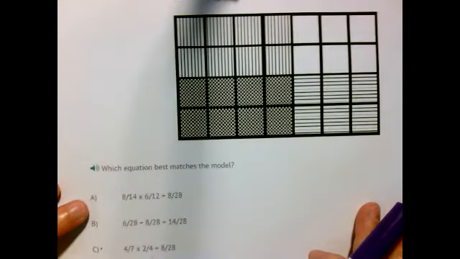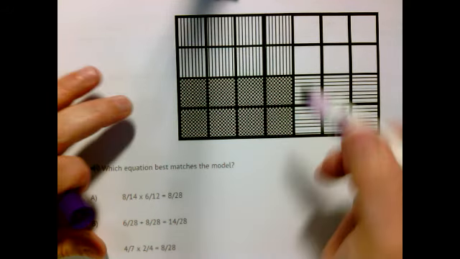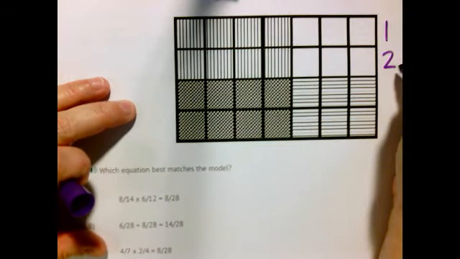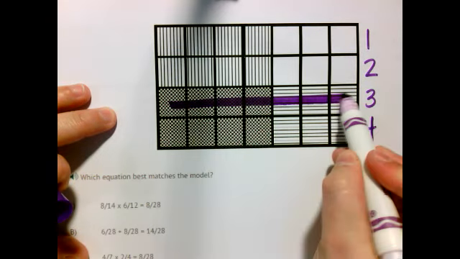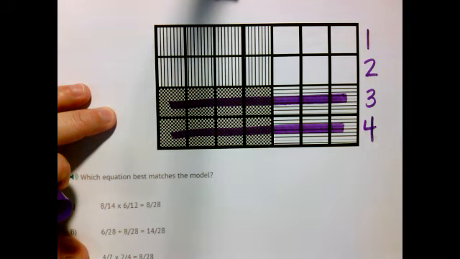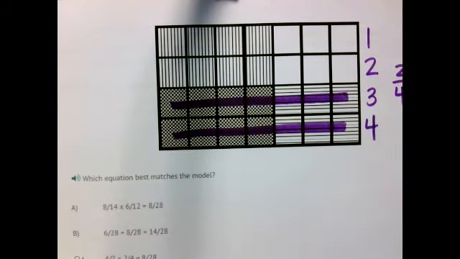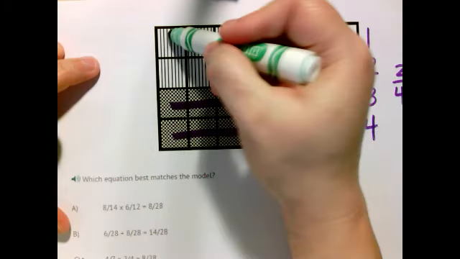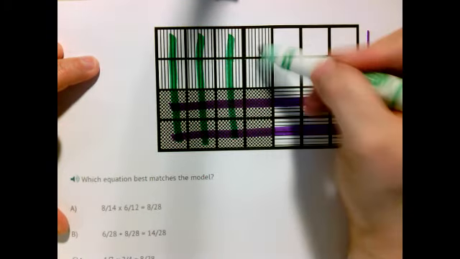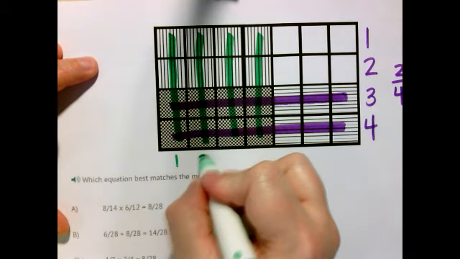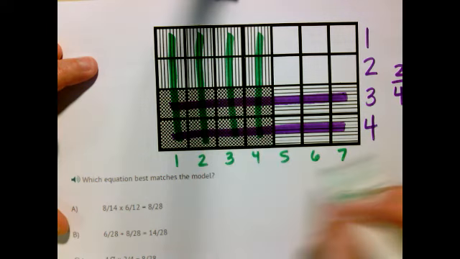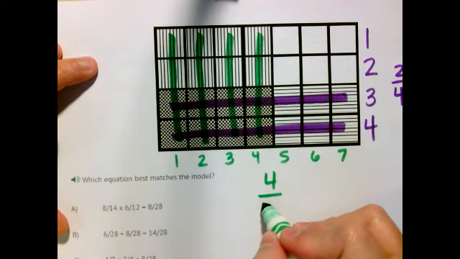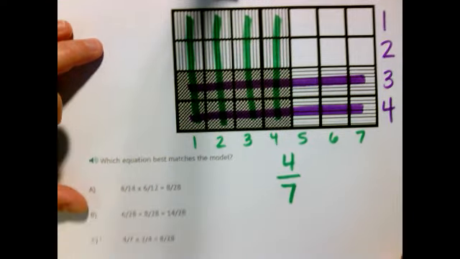Okay, another one like that. Your best case is to count these. 1, 2, 3, 4. And I can see that 2 of those are shaded in. So that would make 2/4 over there. And then, oh, I forgot to count them. 1, 2, 3, 4, 5, 6, 7. And there's 4 shaded in, so that would be 4/7.